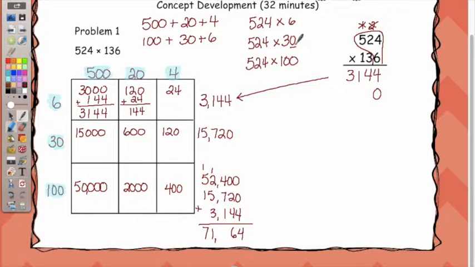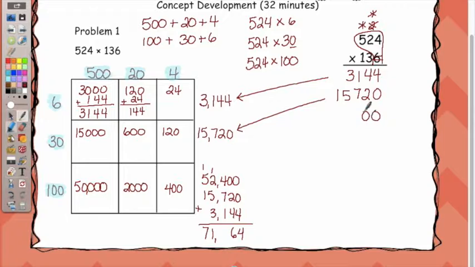Okay? So now we have 3 times 4. 12. Okay, write the 1 in the tens column. 3 times 2, 6, plus 1 more, 7. 3 times 5, 15. Do we have a match? Yes.